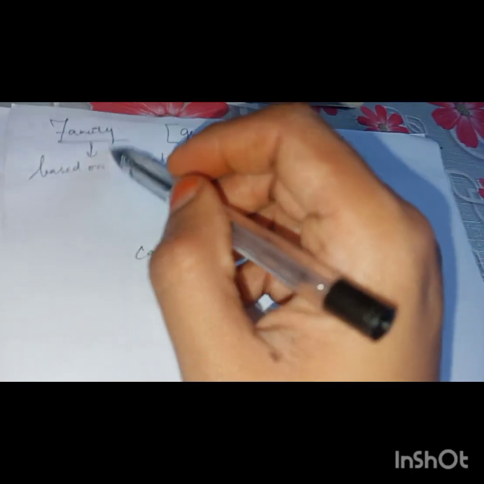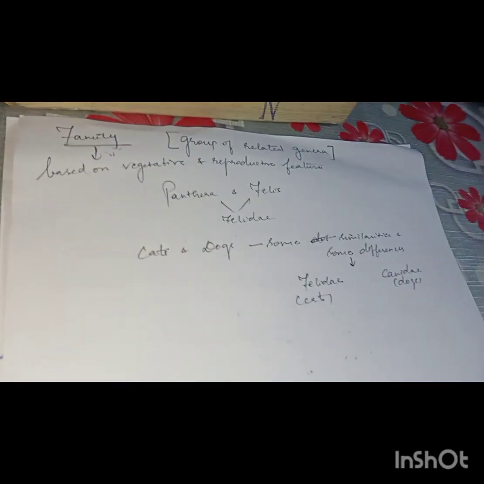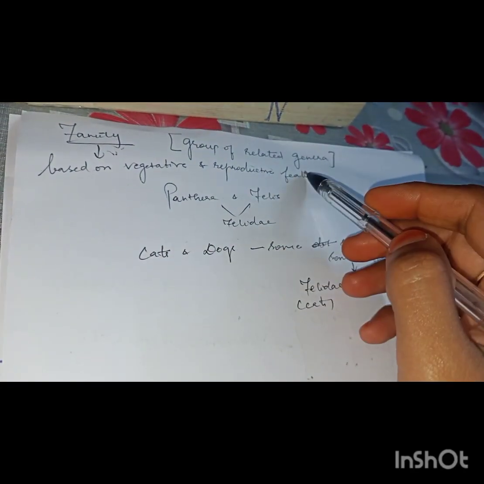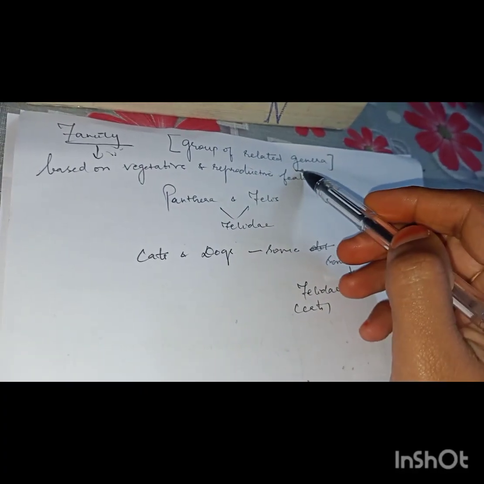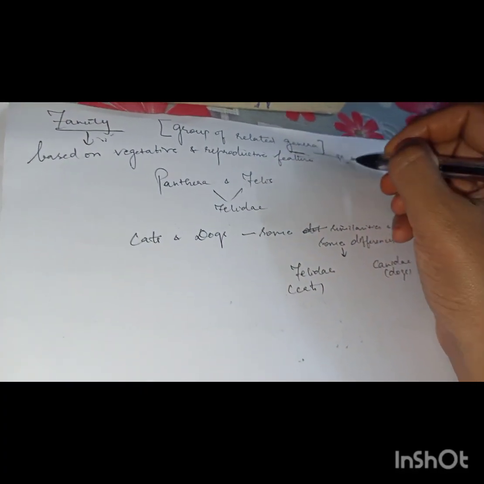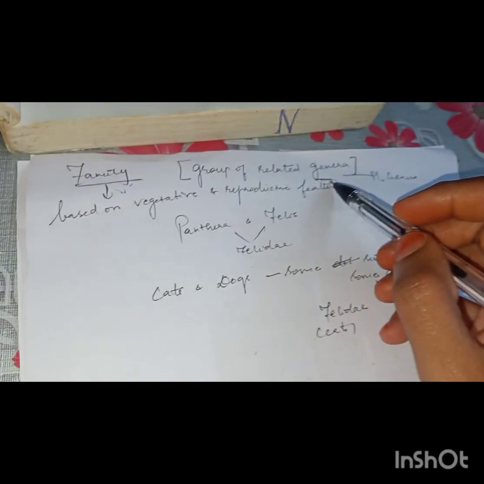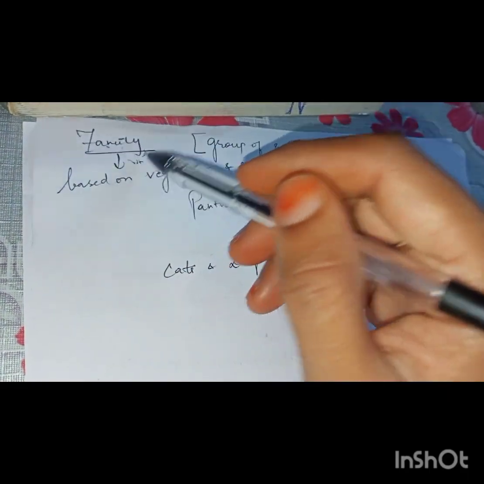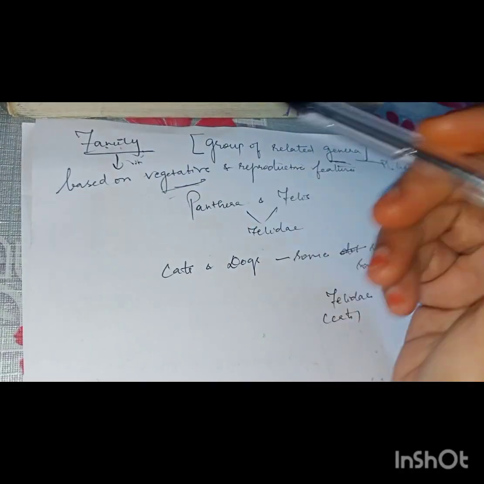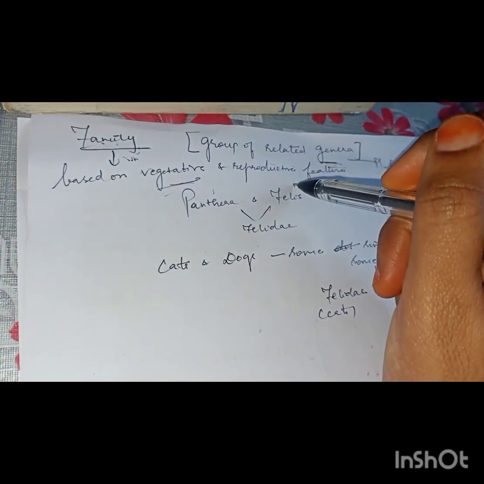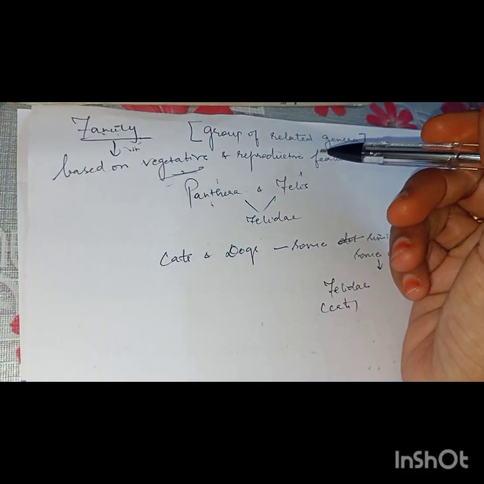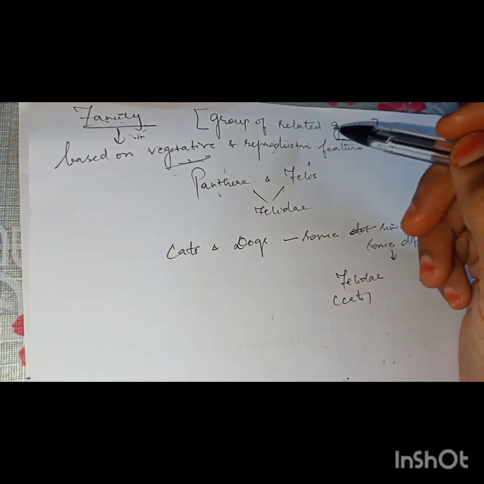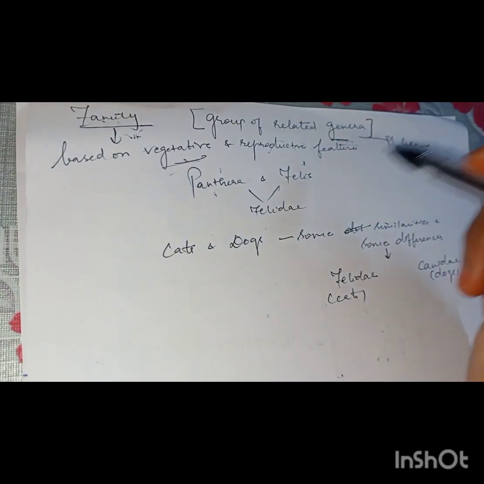So the next higher level after genus is family. So family includes a group of related genera, which is the plural form for genus. So the genera having more similar characteristics are put together in a level called family. So here the categorization is based on the similarities in the vegetative as well as the reproductive features. Vegetative features are the external appearance, and we all know reproductive features are the reproducing ability or some common structures regarding reproduction.